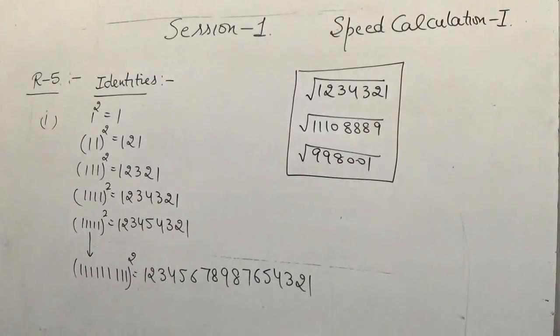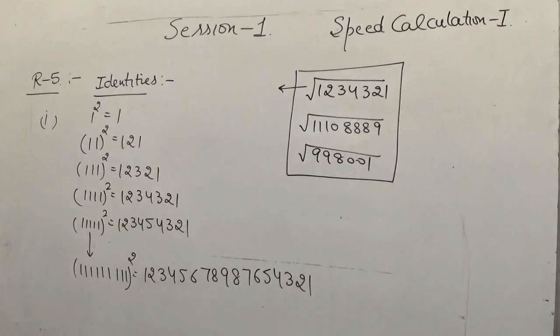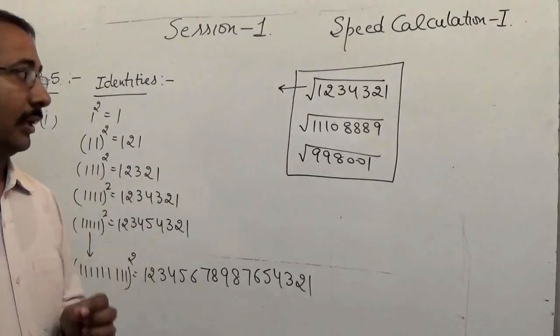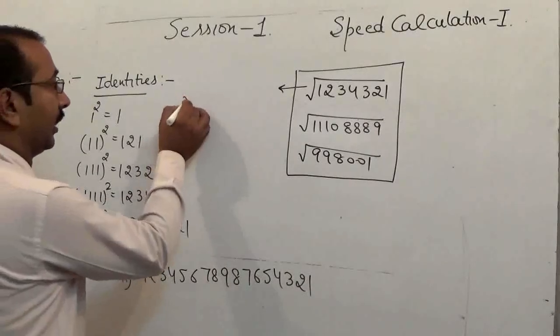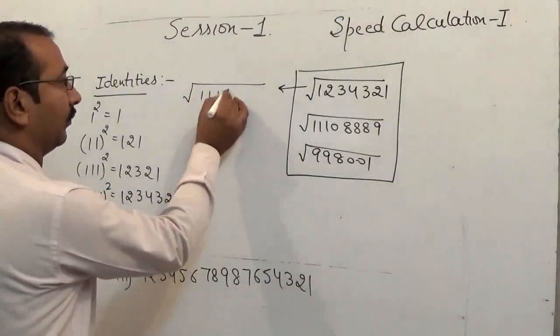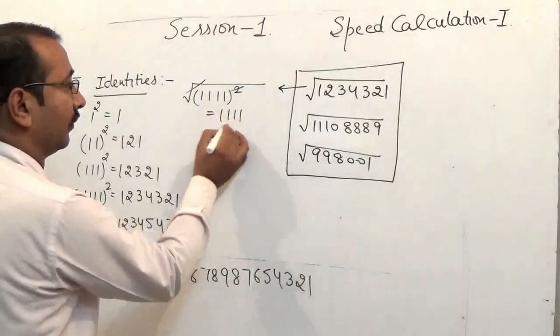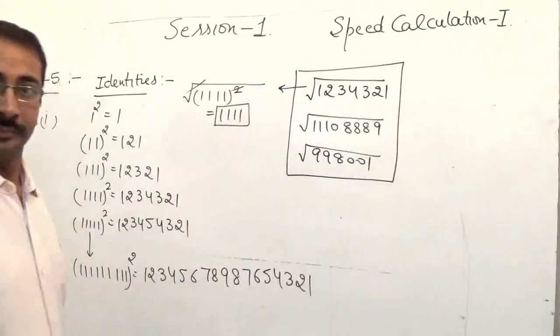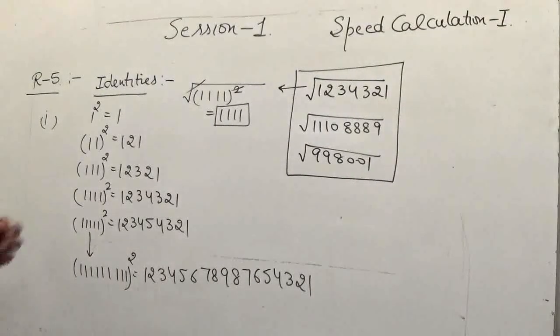So how can we apply this? Look at this question. Our statement is under root of 1234321. When you observe this statement, you can simply say that it would be taken as 1111, 1 four times, whole square. This would be cancelled out and our answer is 1111. That's our answer. I think the first point is clear to you. That's our first identity. We have to find the square of any number containing all ones and maximum it goes up to 9 times 1.